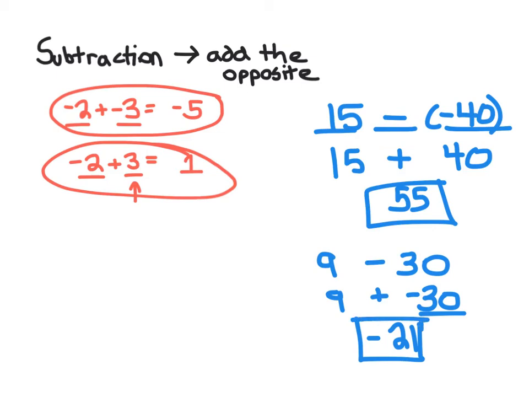My larger number is negative, so my answer is negative 21. Now, the way that we could think of this with money is, say that you have $9 in your bank account, but you take away $30. You didn't have $30 to take away. So basically now you're in debt by $21. So you would owe $21 to the bank.